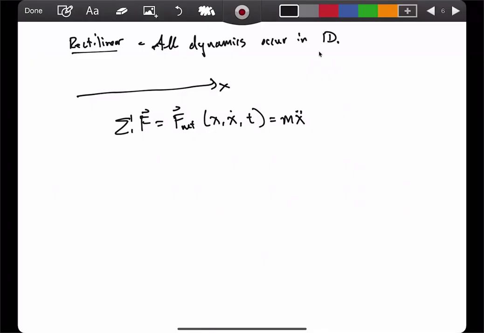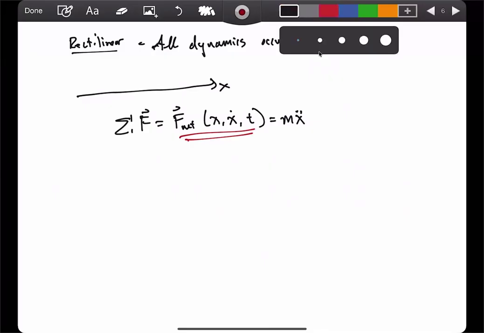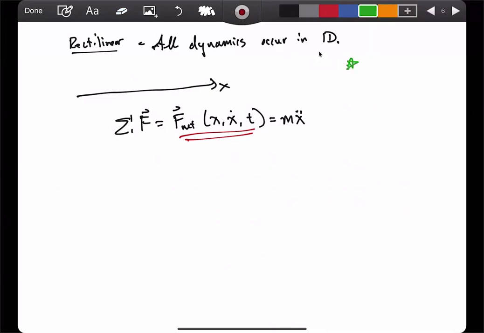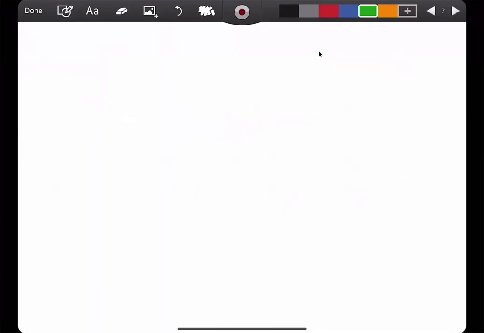So our second order differential equation breaks down to knowing the forces acting solely in the x direction, which is where all the dynamics are occurring, which in general, again, is going to depend on the position, the velocity, and the time. And that's going to be equal to our mass times our acceleration, where again, in this case, we're looking at the special case where the mass is equal to a constant. So good. So from here, let's look at some special cases of this.